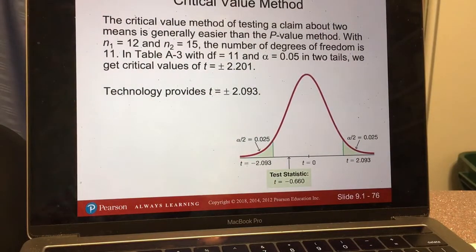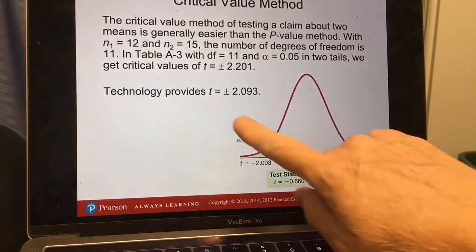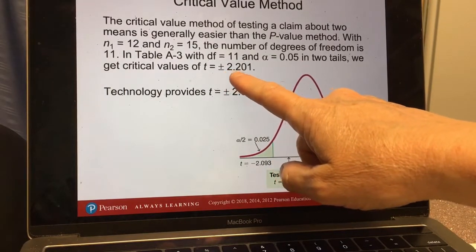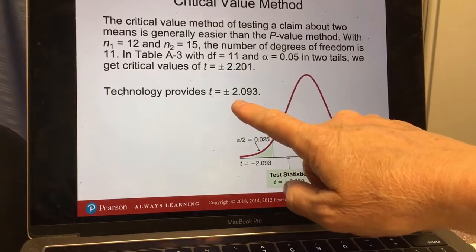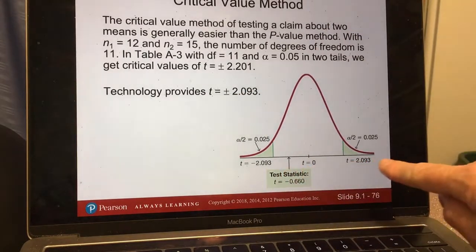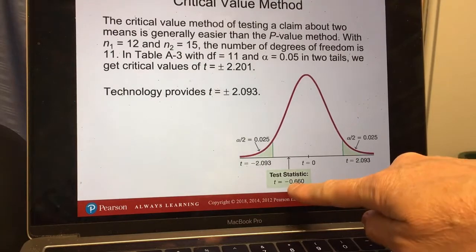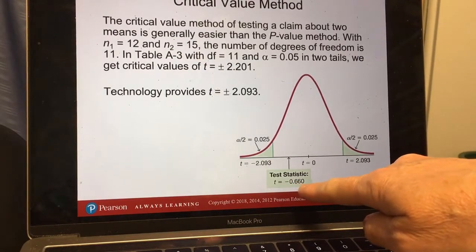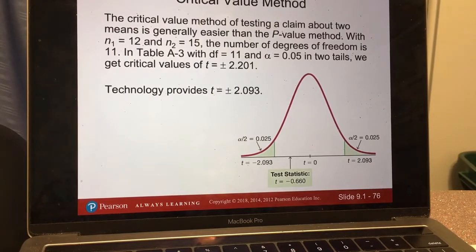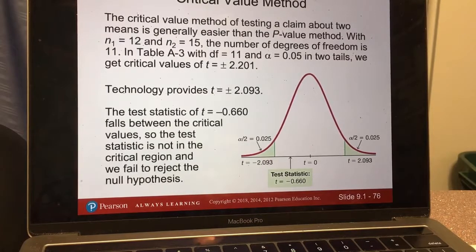So here's the critical value method. When we did the critical value with the t-chart, we got 2.201. When we did it with the technology, we got 2.093. It really did not matter because our test statistic was negative 0.660, and it was definitely not in the tails. Therefore, we failed to reject.